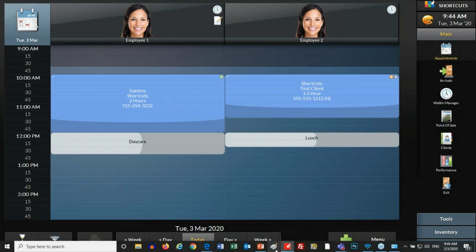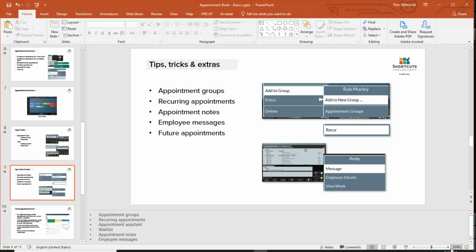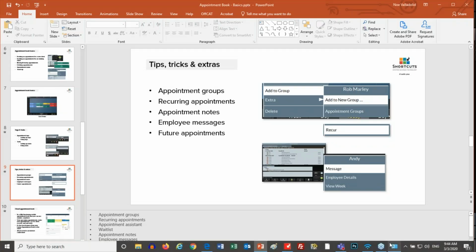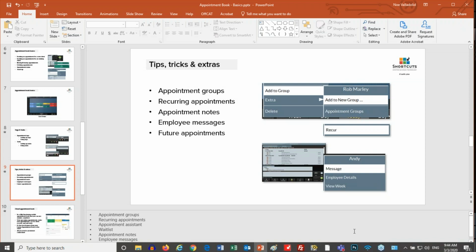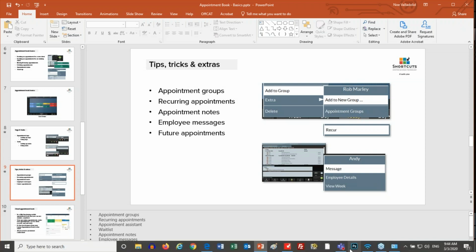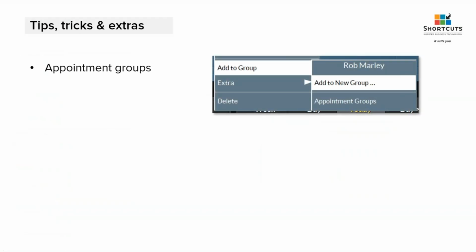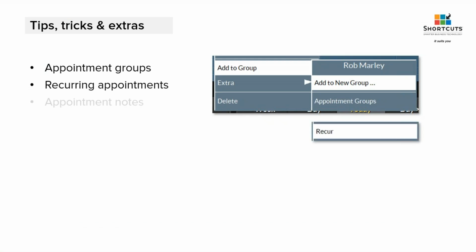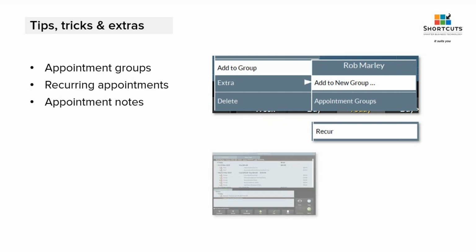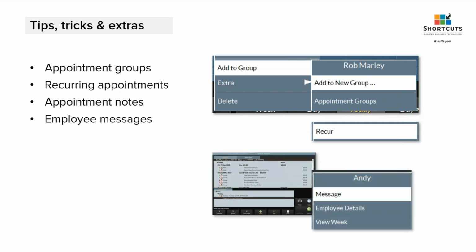Okay, let's go back to our presentation. So you now know how to recur appointments. You know a little bit about working with messages and even viewing the week. So all of the things that we've looked at, all of the basics in the Shortcuts appointment book are very simple to access. Just remember, you either do a single click, a double click, or a right click. That controls absolutely everything on the appointment book screen.